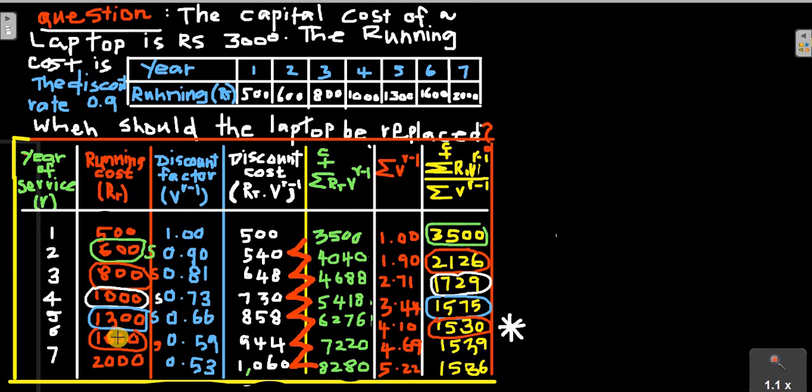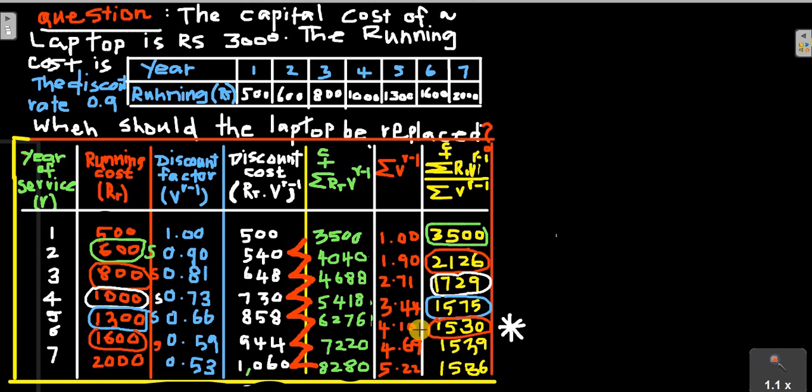All will be less than this amount, but at one place this amount will be greater than the previous year's average cost. That place is the time that we have to replace. Actually, at year 5 is the time that we have to replace. So if we replace at year 5, then it would be favorable for us.